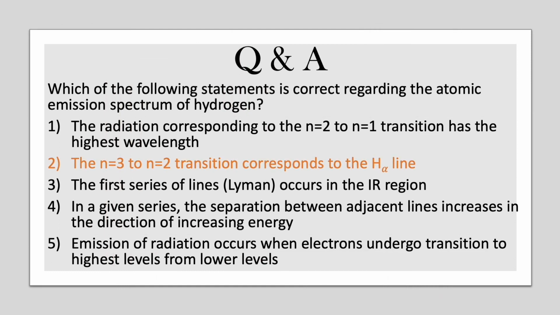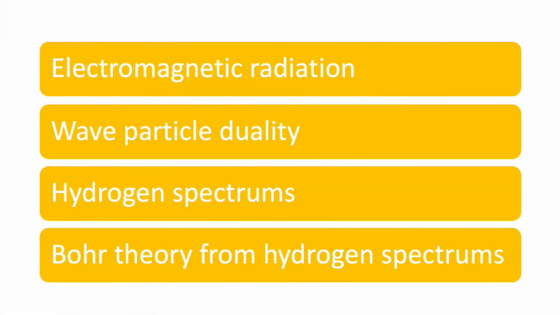Emission of radiation occurs when electrons undergo transitions to higher levels from lower levels. That is absorption. Emission of radiation occurs during relaxation. That is the transition from high energy states to low energy states. To wrap up today's story, we talked about electromagnetic radiation, wave-particle duality, hydrogen spectra, and Bohr theory and its applicability to hydrogen spectra.